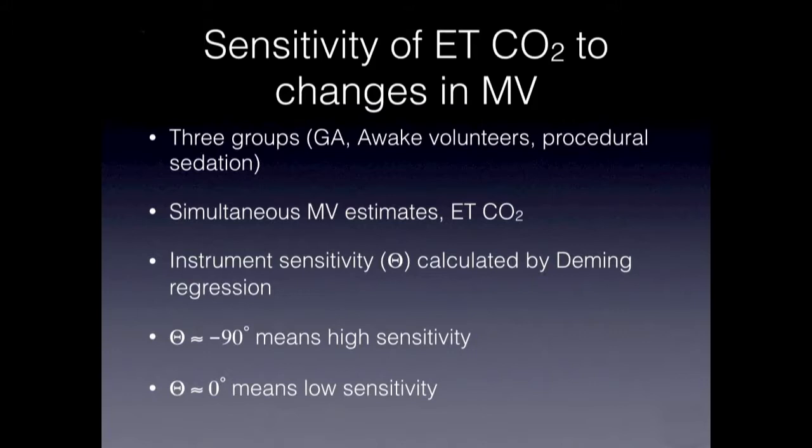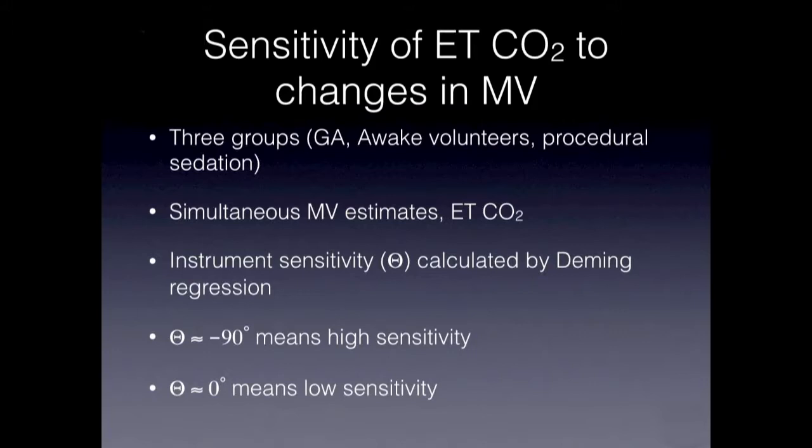This is a relatively complicated study to explain, but basically they took 3 groups: general anesthesia, awake volunteers, and procedural sedation, had simultaneous minute ventilation estimates and end tidal CO2, and they looked at the instrument sensitivity. I don't know whether anybody here knows what Deming regression is. W. Edwards Deming was the guy who taught the Japanese how to make cars. Grog was a big fan. Remember, he had everybody reading about the Deming method.